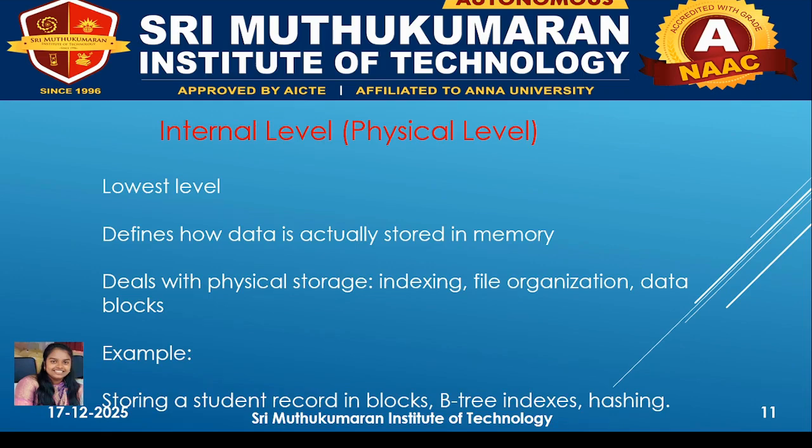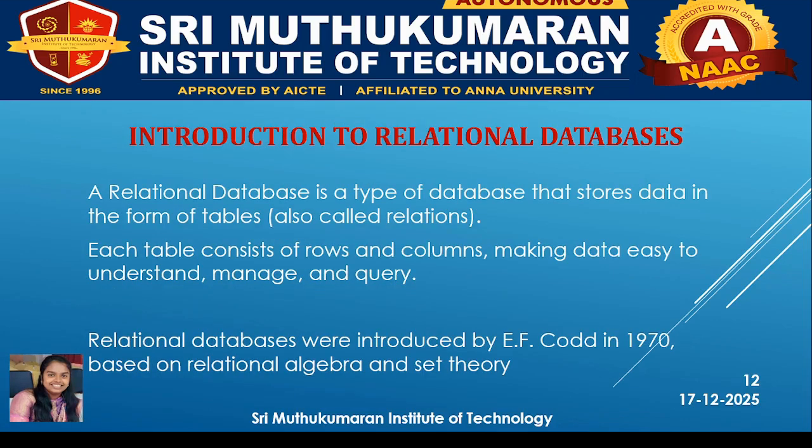And then moving on to internal level, physical level. This is the lowest level of abstraction. It defines how data is actually stored in memory. Deals with physical storage, indexing, file organization and data blocks. Example, storing a student record in a block, like B-tree indexing or a hashing method.